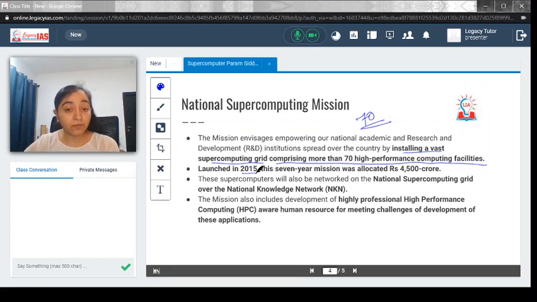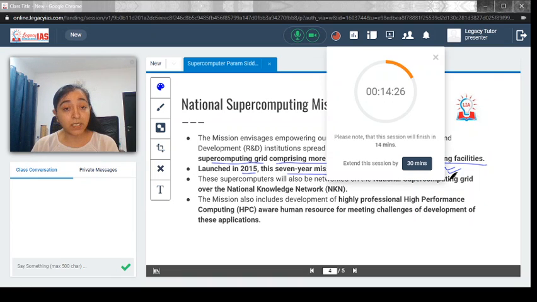Launched in 2015, this 7-year mission was allocated 4,500 crores. So this is the funding allocation. Again, you don't have to remember the exact amount, but it's actually pretty straightforward. 4,500 crore is allocated for the National Supercomputing Mission. So that is something you can understand from here.